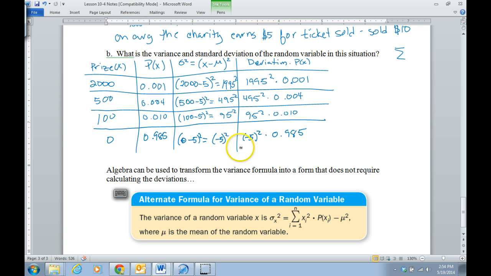Okay? So if you were to add all these up in the last column in your calculator, you would end up having 5,075.01 equaling the little sigma squared. 5,075.01.